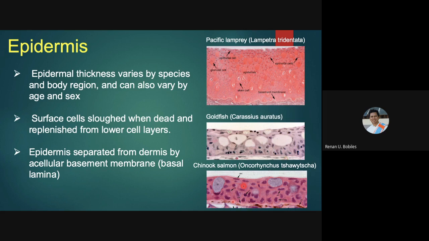Okay? Ganon din dito. Yan. Yung white na yan, that is the basal lamina. Ito. Okay?